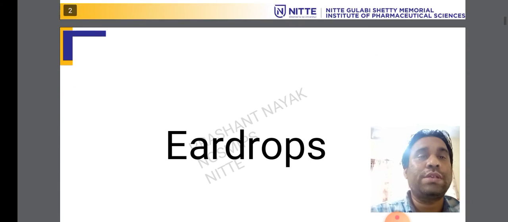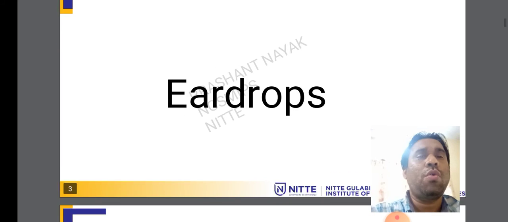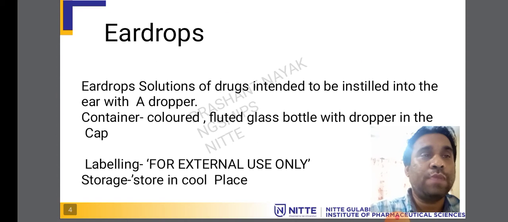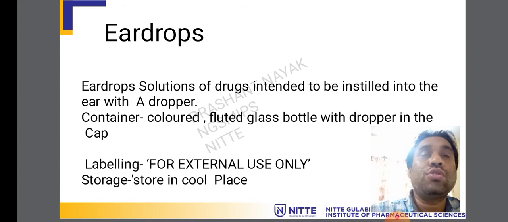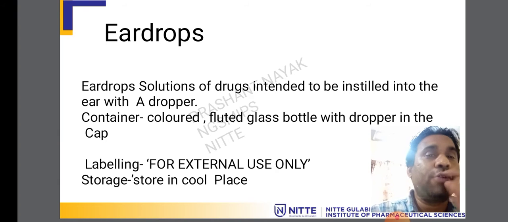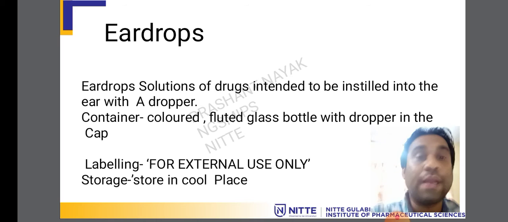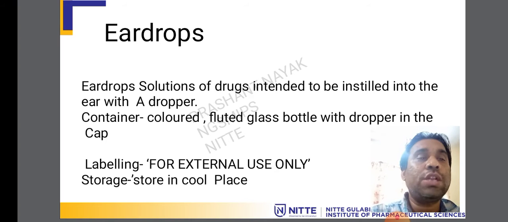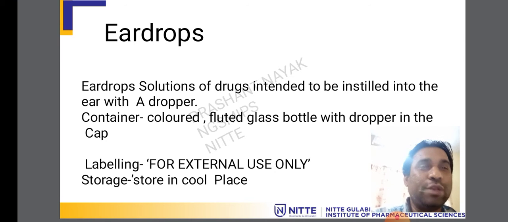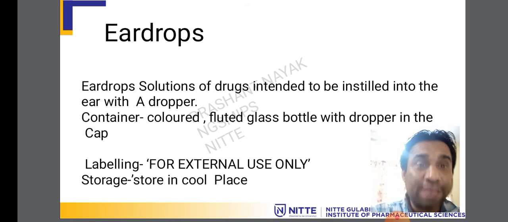Now first we'll start with the ear drops. What exactly are ear drops? Ear drops are solutions of drugs intended to be instilled into the ear with a dropper. The container should be colored. It is a fluted glass bottle with a dropper in the cap. The labeling should be for external use only. Storage: stored in a cool place.